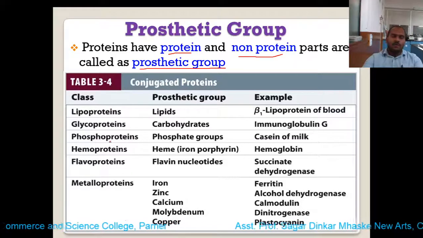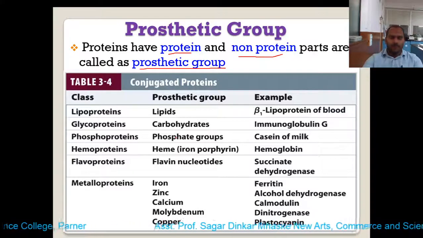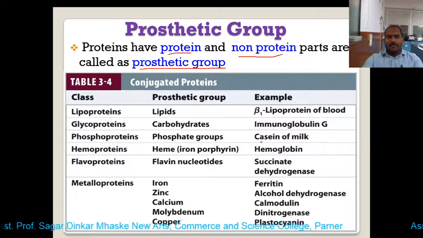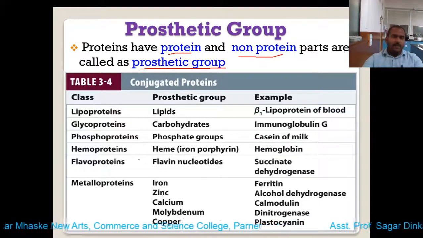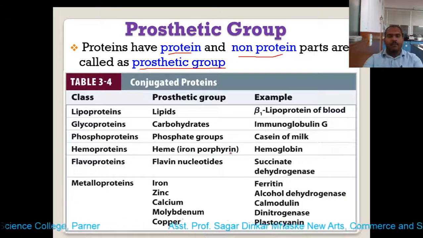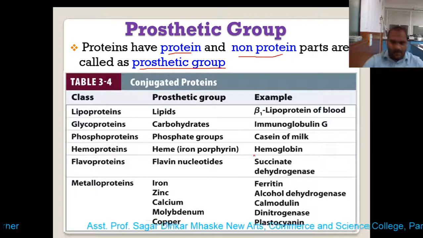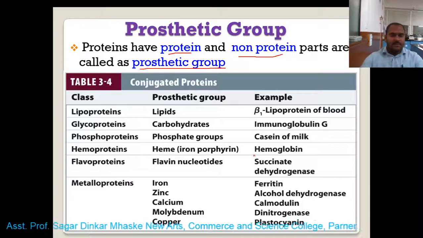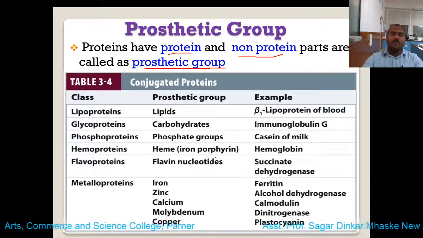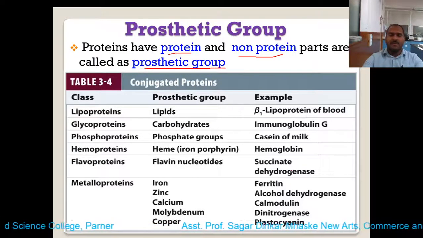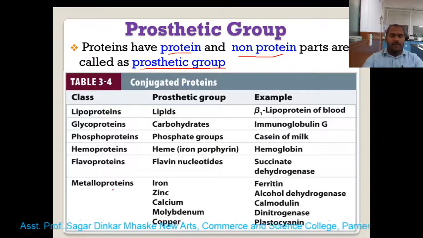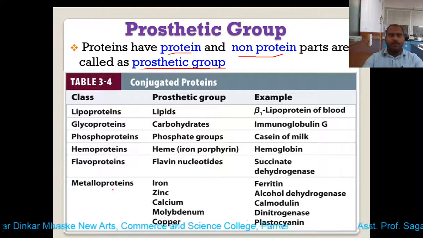Now next is phosphoprotein, a combination of a phosphate group with a protein. So prosthetic group is a phosphate, and example is casein of the milk. Then there are hemoproteins. In hemoprotein, heme or iron sulfide is the prosthetic group, and example is hemoglobin. Then next is flavoproteins. In flavoprotein, flavin nucleotides are the prosthetic group, and example is succinate dehydrogenase, which is one of the important enzymes. Then metalloproteins. Metalloprotein means the prosthetic group is a metal with a protein.